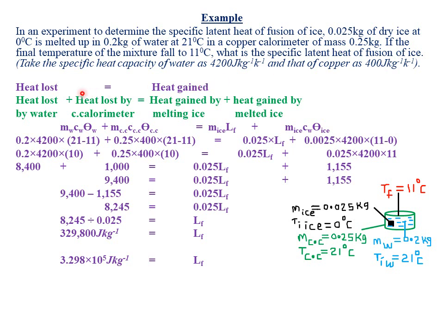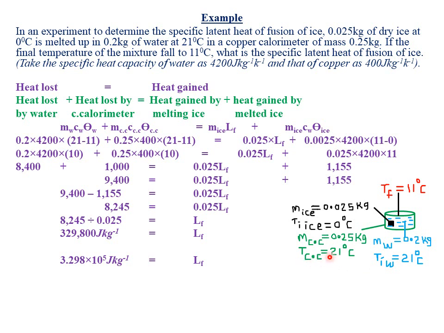So from the law of conservation of energy, heat lost must be equal to the heat gained. So to determine the substance that is gaining and losing heat, we simply compare the initial and the final temperatures. So the final temperature is 11 degrees Celsius. So any substance which has an initial temperature which is greater than 11 degrees Celsius is losing heat. So in this case, you can see the initial temperature for water was 21 degrees Celsius and the final temperature of the mixture is 11. So because the final temperature is smaller than the initial temperature for the water, that tells you that water is losing heat in this case.